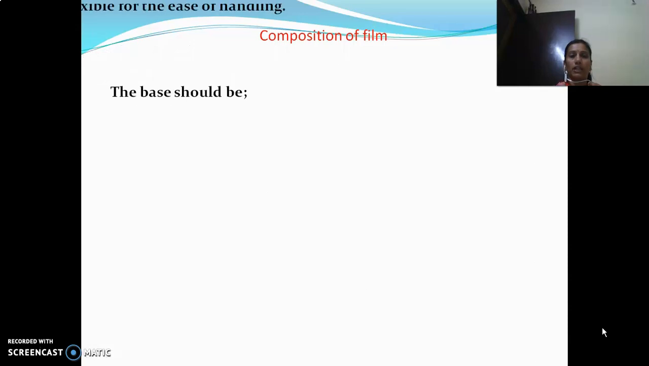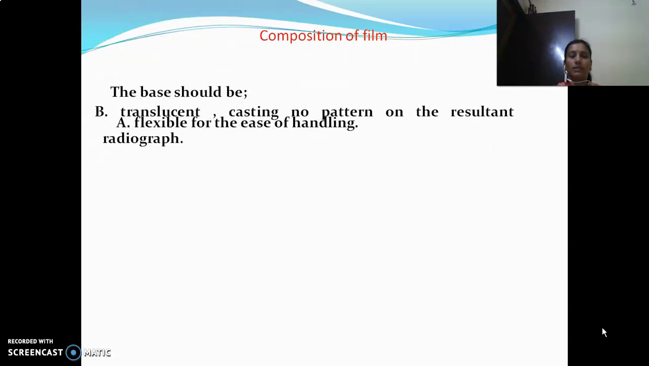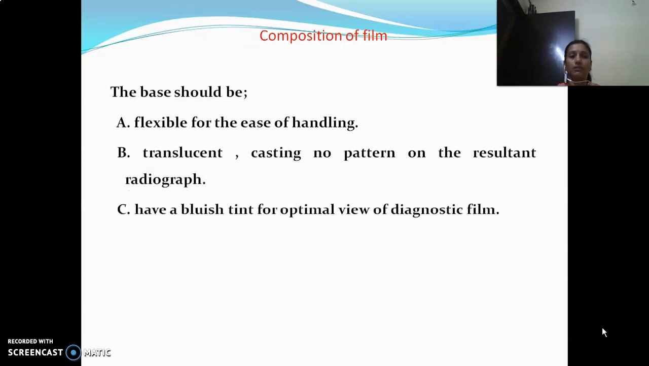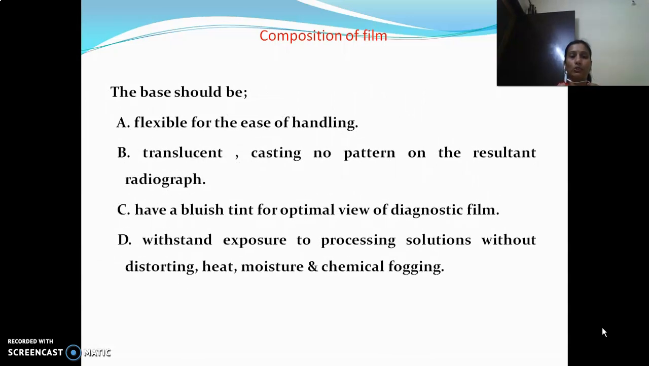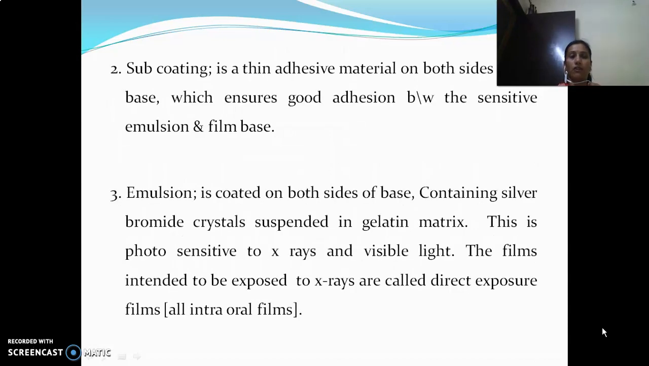Coming to the requirements of the base. The base should be flexible for ease of handling. It should be translucent, casting no pattern on the resultant radiograph. It should have a bluish tint for optimal view of the diagnostic film. It should be able to withstand exposure to processing solution without distortion from heat, moisture and chemical fogging.